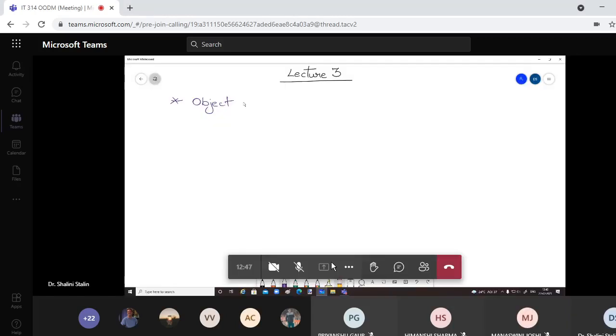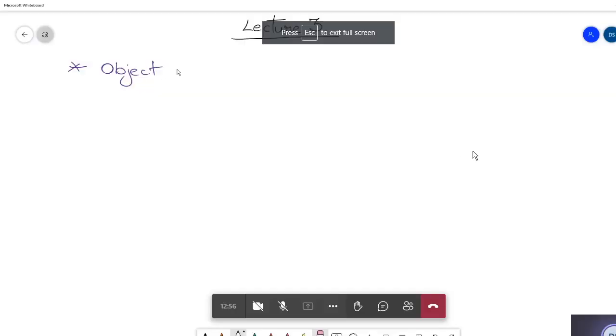Object modeling techniques. This is also called OMT.